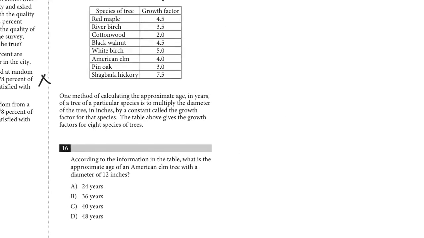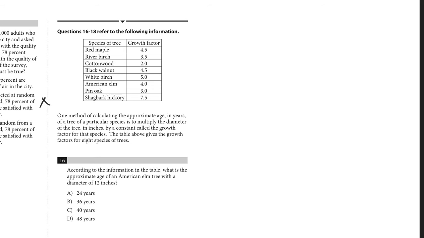Okay, let's see the 16th one. One method of calculating the approximate age in years of a tree of a particular species is to multiply the diameter of the tree by a constant called the growth factor for that species. The table above gives the growth factors for each species of tree. According to the information in the table, what is the approximate age of an American elm tree? American elm tree here with a diameter of 12 inches. 12 times 4 would just be 48 years, right?